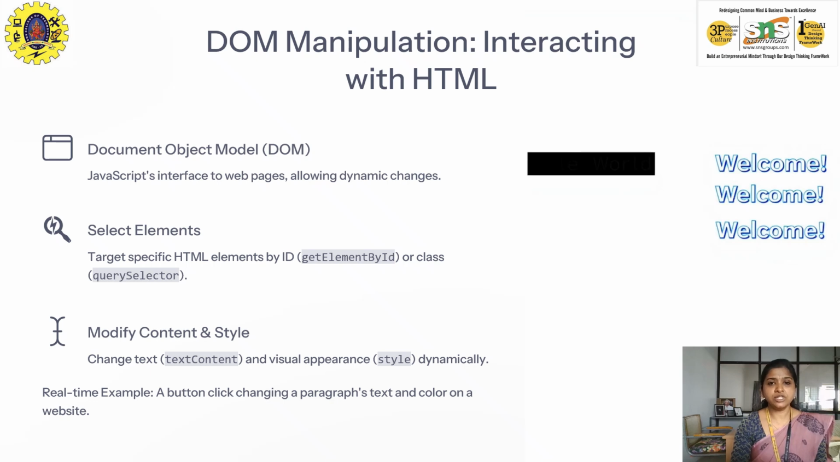And also we can do DOM manipulations and interactions with HTML. The Document Object Model is a JavaScript interface to web pages which allows dynamic changes. We can target specific HTML elements by using ID or query selector, and also modify the content and visual experience by changing the style dynamically. For example, a button click changing a paragraph's text or color on a website. So these types of activities can be done by using JavaScript.